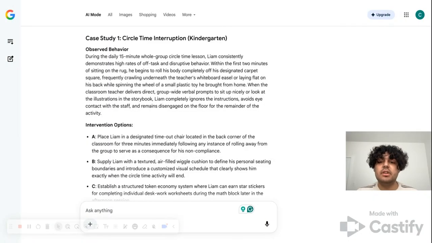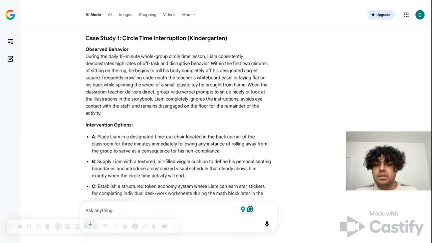So let's go to, within the first 2 minutes of sitting on the rug, he begins to roll his body completely off his designated carpet square. So this could be an escape, maybe something in this time period of the schedule is too stressful or not broken up enough or individualized enough. So you can assume escape and maybe a little bit of attention, because there can be two functions for one behavior. But I'm thinking escape is the main one right here.